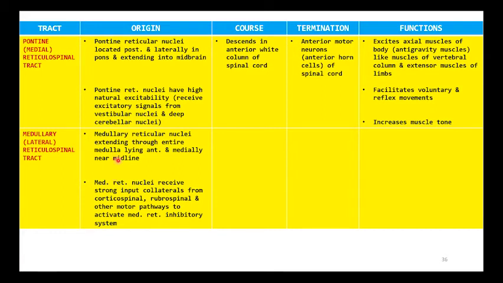They are located near the midline, and then they descend in the lateral white column of the spinal cord. That is the reason we call it the lateral reticulospinal tract, because unlike the pontine reticulospinal tract, which enters the anterior white column, these tracts enter the lateral white column of the spinal cord. However, the final destination remains the same, the anterior motor neurons of the anterior horn cells of the spinal cord.